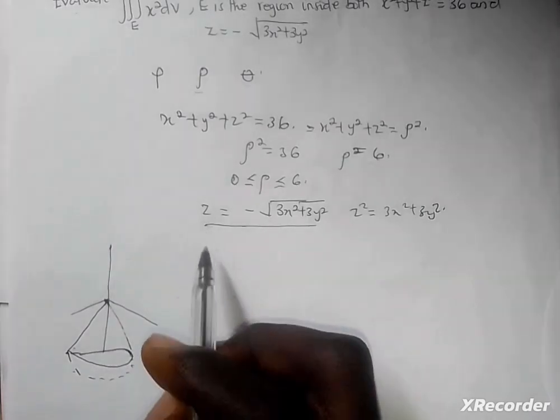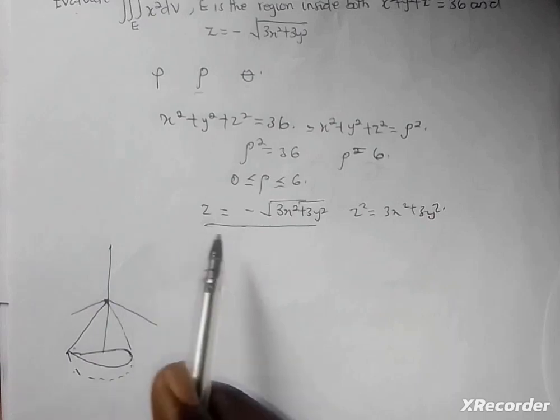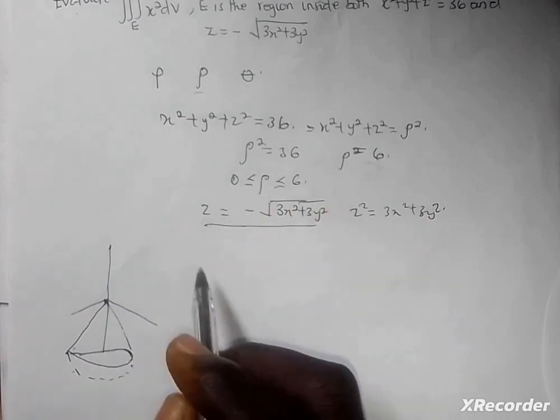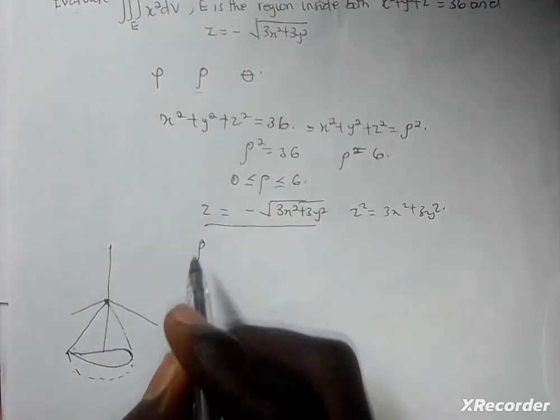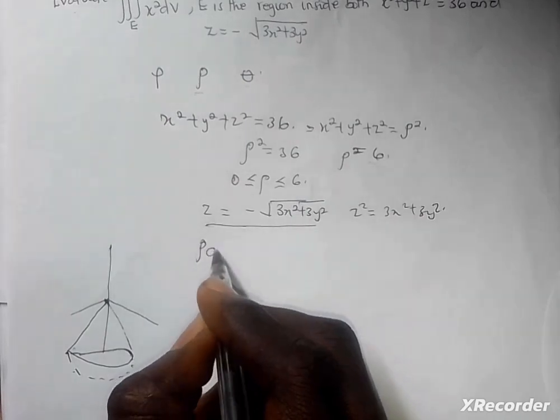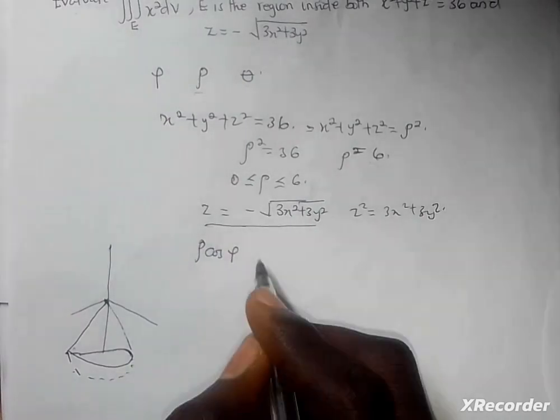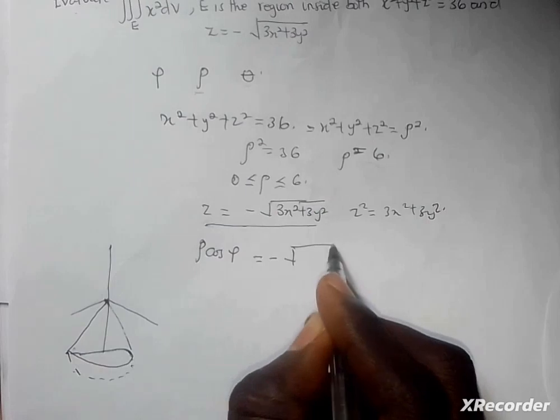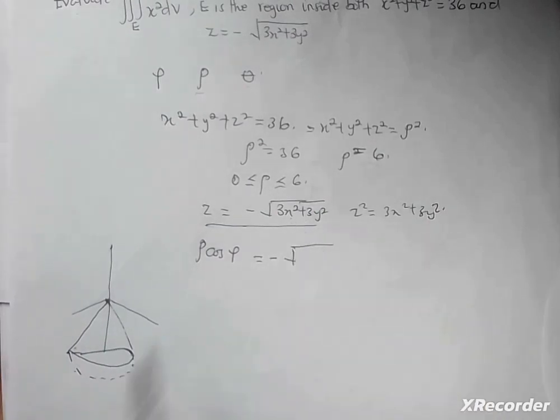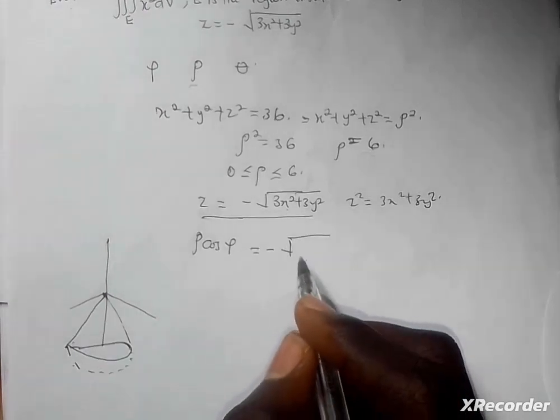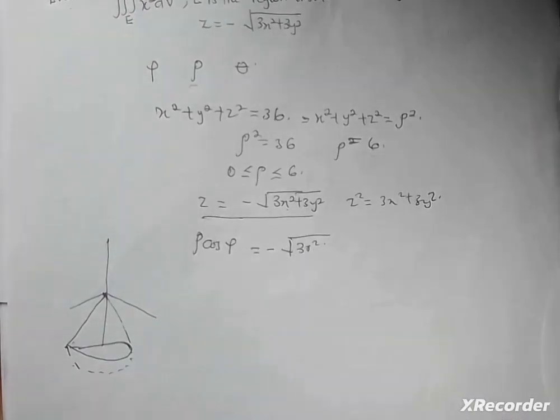So let's see. z in spherical coordinates is given by rho cos phi, right? This is equal to negative of the square root of the expression where x squared plus y squared gives us r squared from cylindrical coordinates. So this is going to give us 3r squared, right?